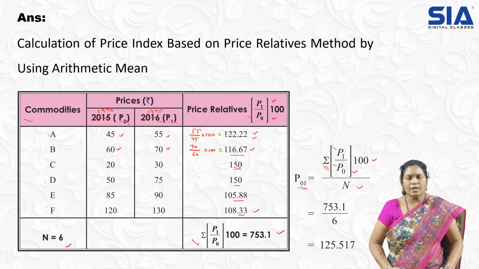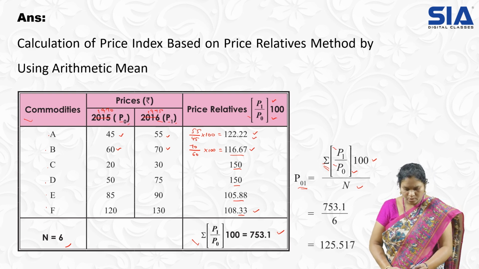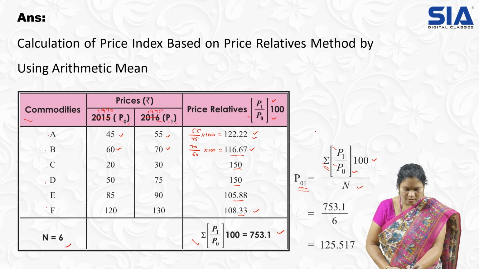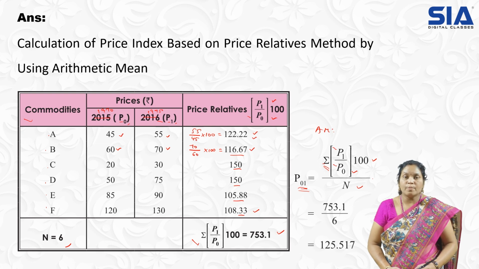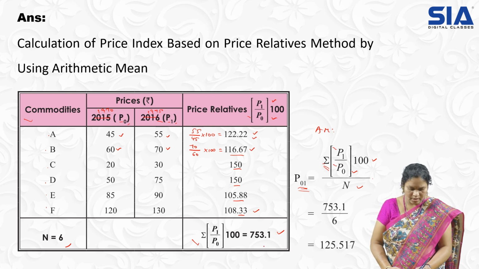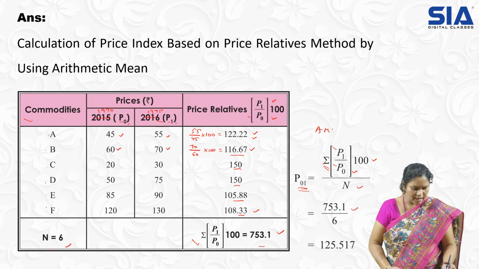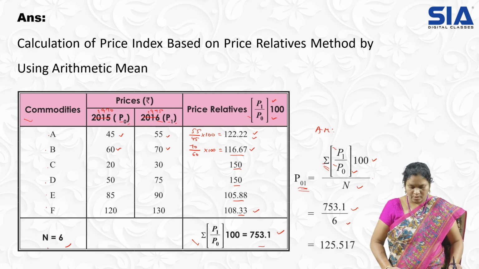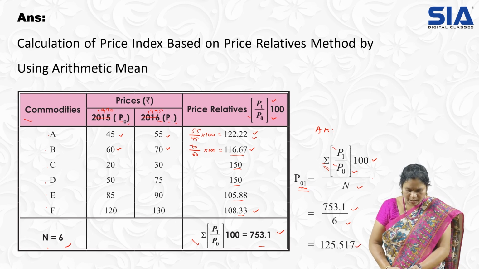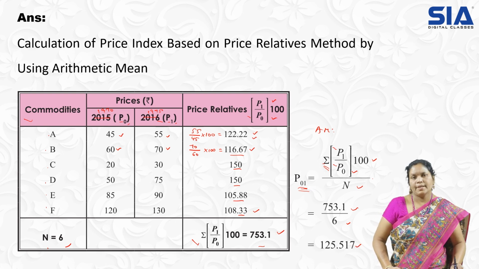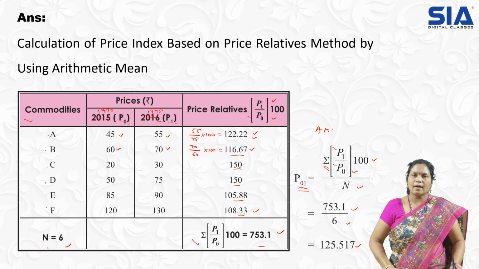Now let us go for substituting in the formula. Just now we discussed the formula, right? This is your arithmetic mean formula. Now I have obtained the numerator. Here check it out, 753.1, I have written here, then N is 6, divided by 6 you do, we got the answer. So 753.1 divided by 6, I have got as 125.517. In this way we will obtain the arithmetic mean.